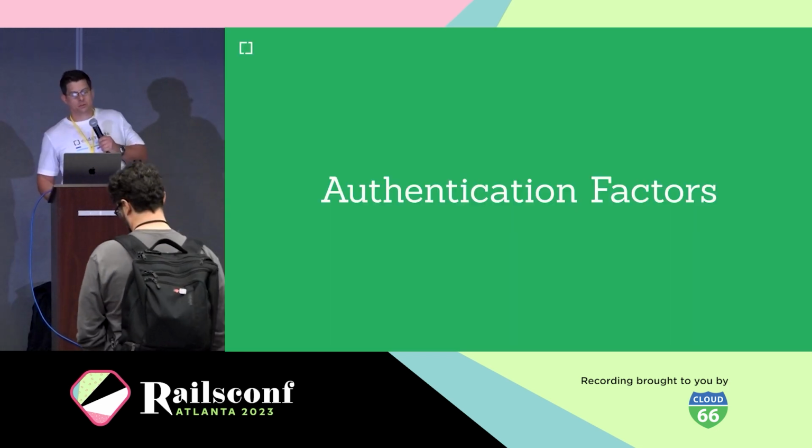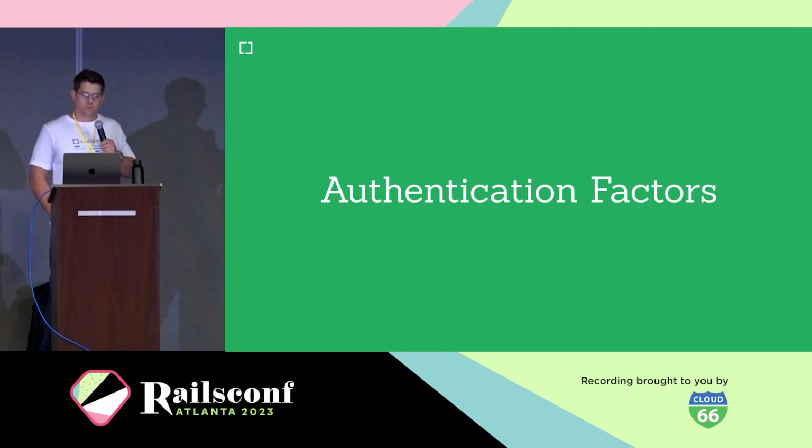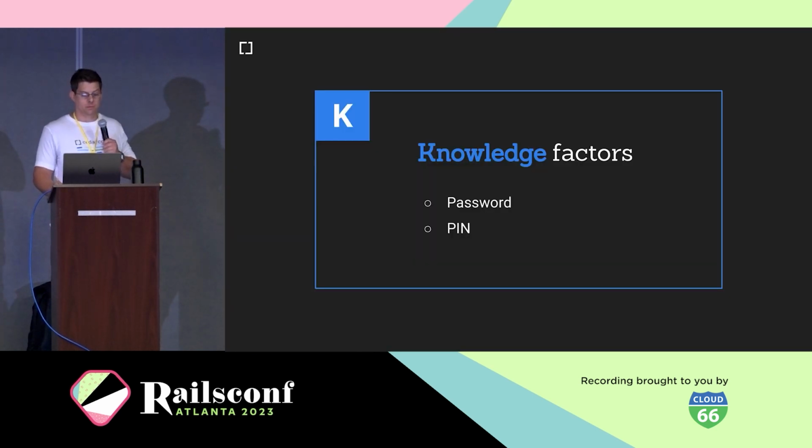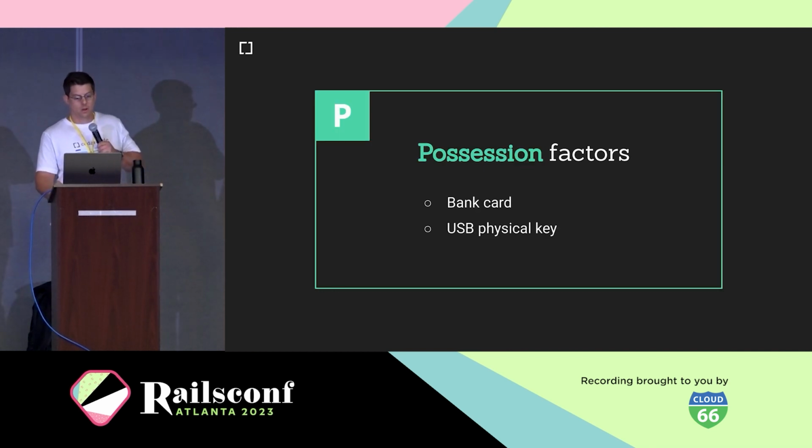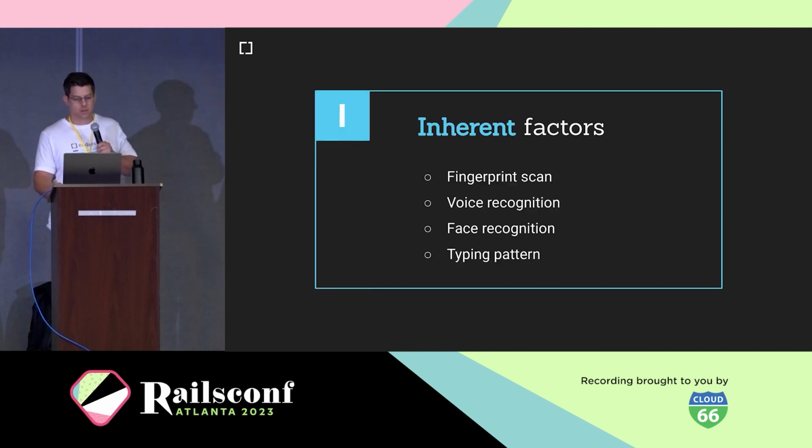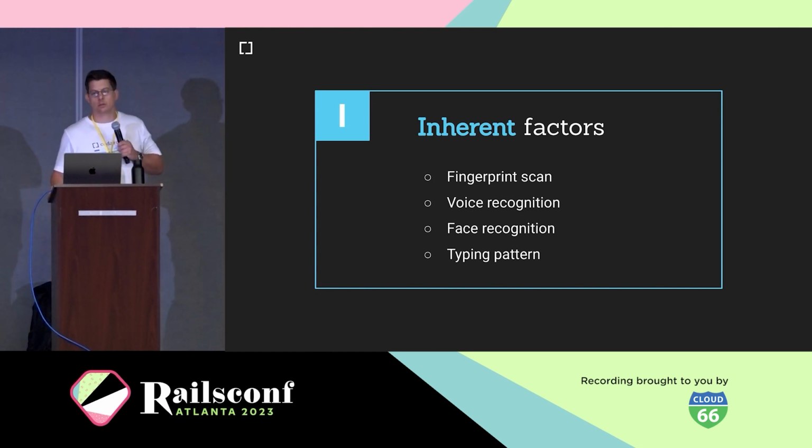So anyone that wants to design an authentication system needs to think about these so-called authenticator factors. There are 3 categories of them. Knowledge factors, which is something we know, for example, a password or a PIN. Possession factors, which is something we have, for example, a banking card or a security key. And inherent factors, which is something we are. For example, our fingerprint, our face, our voice, or a typing pattern we leave every time we type.